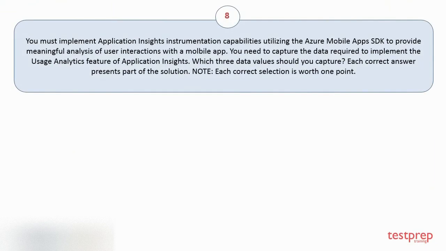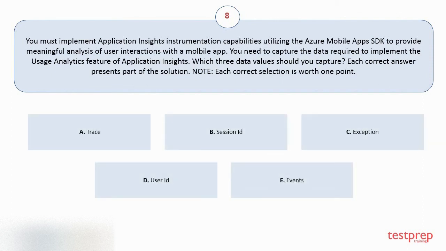Question number 8. You must implement Application Insights instrumentation capabilities utilizing the Azure Mobile Apps SDK to provide meaningful analysis of user interactions with a mobile app. You need to capture the data required to implement the Usage Analytics feature of Application Insights. Which 3 data values should you capture? Each correct answer presents part of the solution. Note, each correct selection is worth 1 point.